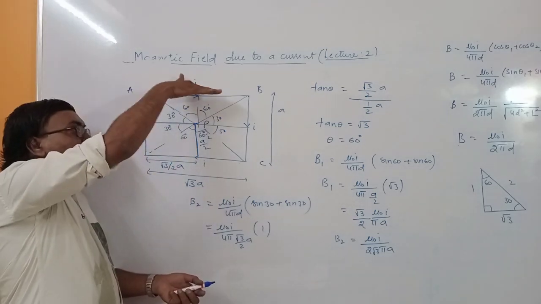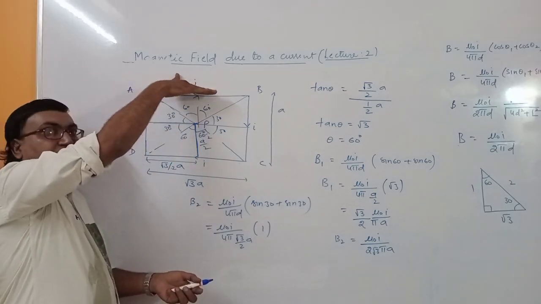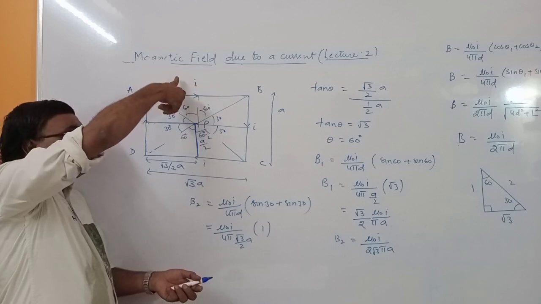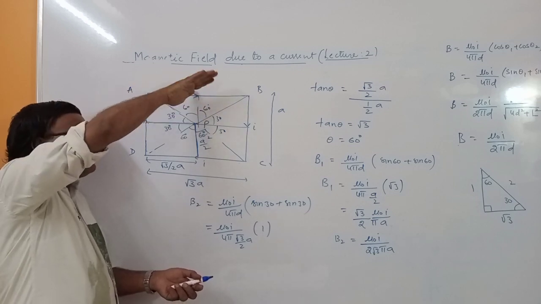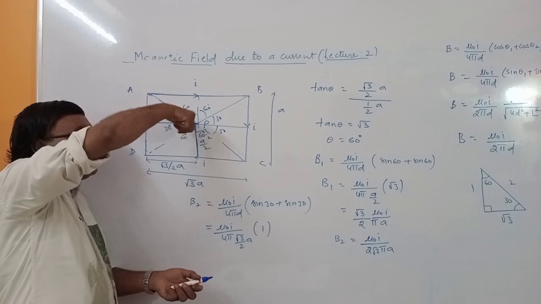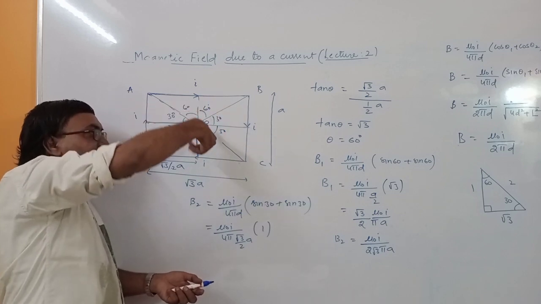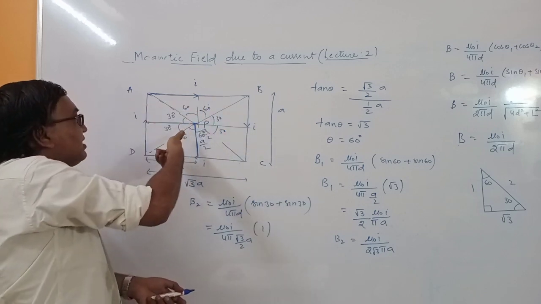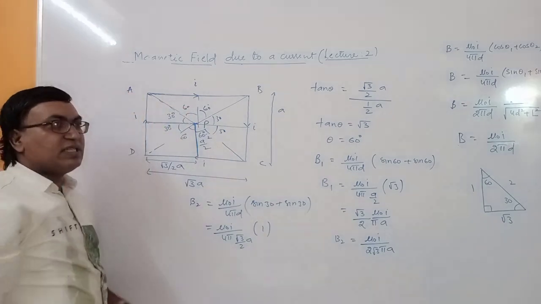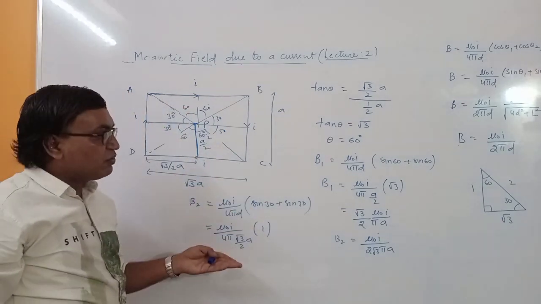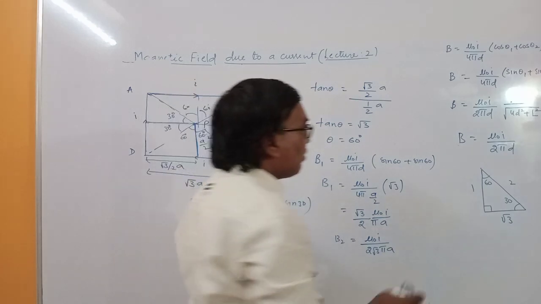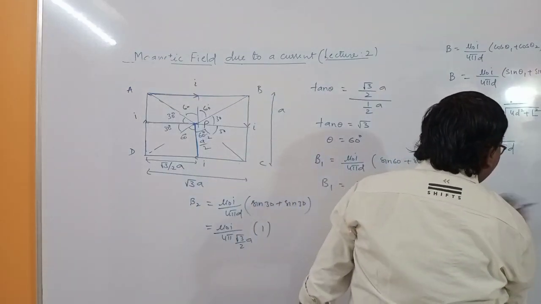So due to this wire, in the direction of current, curl your fingers toward point P. If you curl your fingers towards point P, the magnetic field is inside. Here also the magnetic field is inside, here also inside, here also inside. So all the magnetic fields we have to add.